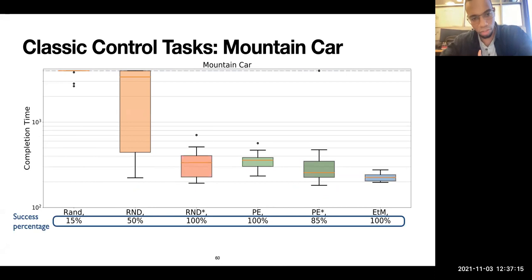So we compare all of these methods, and as you can see, first we'll look at Mountain Car. You can see that random control almost never beats it. Mountain Car is a non-trivial task, and some of the model-free methods are able to do it, but ETM is able to do it faster and also much more stably. A lot of these methods have very high variance, while for ETM the variance is pretty low and it does it pretty easily.